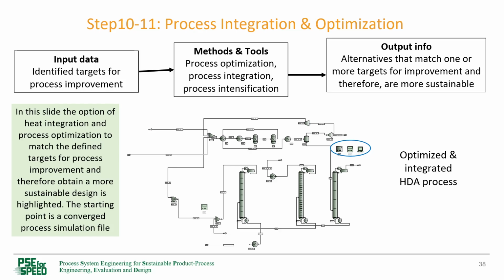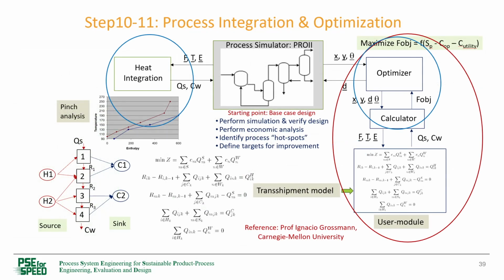The setup for the HDA process for heat integration and process optimization in AVEVA Pro 2 simulation system is shown. The external user module with transshipment model, the optimizer and calculator are highlighted in the blue circle. To perform the heat integration and process optimization simultaneously, it is necessary to include the heat integration module as an external module representing the transshipment model and its associated LP solver. The starting point is a converged process simulation, to which is added the optimizer with a calculator, and the external module is added to the calculator.